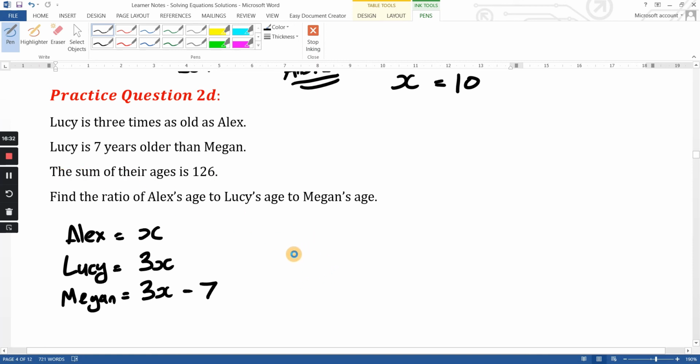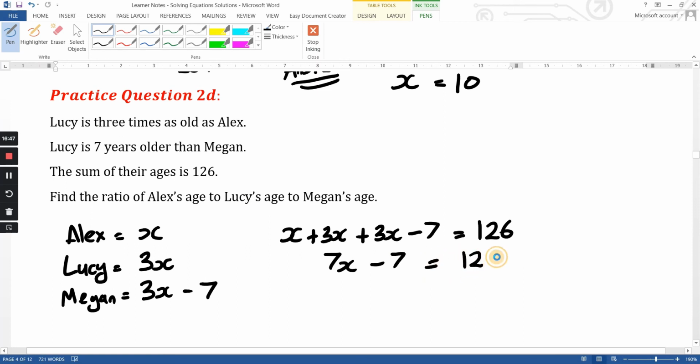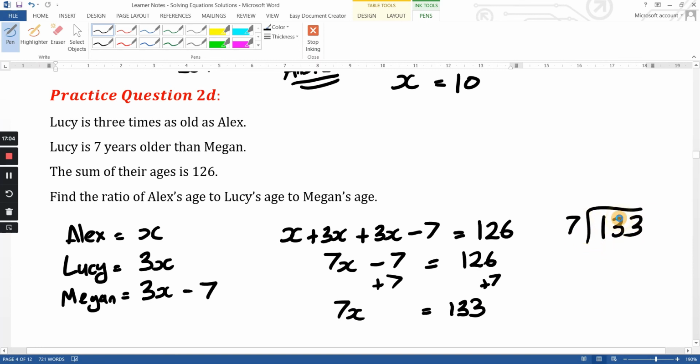Sum of their ages is 126. So again, I'll have to add them up. Equals 126. Let's simplify this. That gives me 7x. Let's add 7 to both sides. What's that going to give me? 133. And now I'm going to have to do bus stop method, because divide both sides by 7. It's going to give me 19, isn't it? Yep.